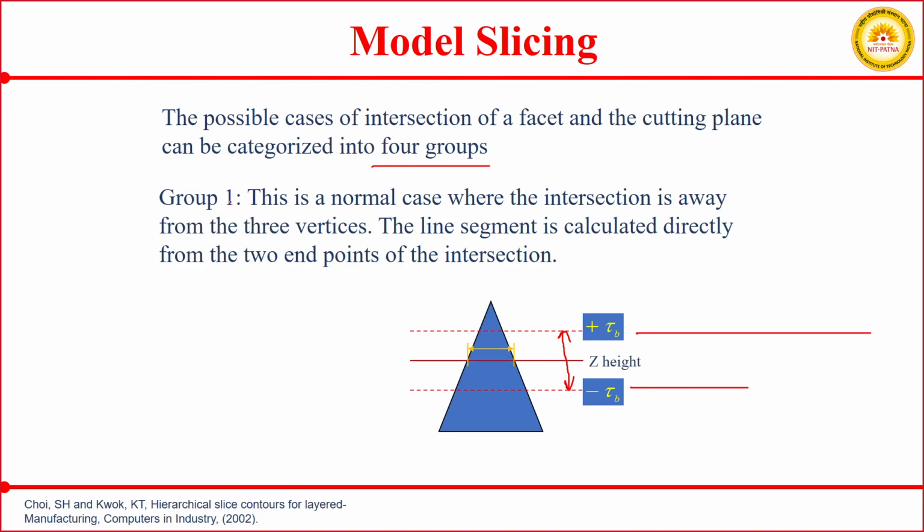The first case is the case of group number 1. This is a normal case where your intersection is away from the three vertices. Suppose this is your slicing plane, and this is your tolerance plane. You can see that within your tolerance zone, none of your vertex is falling. So this is the simplest case, and then we have the second case.